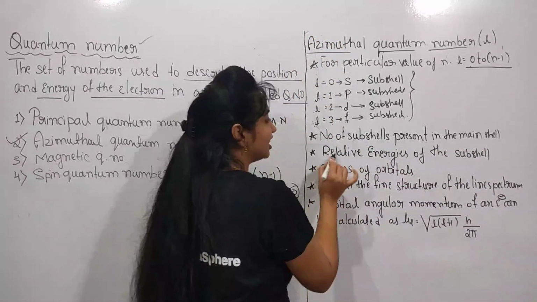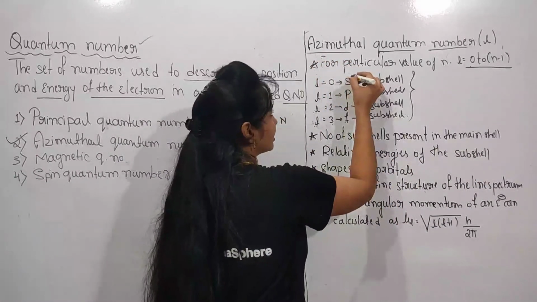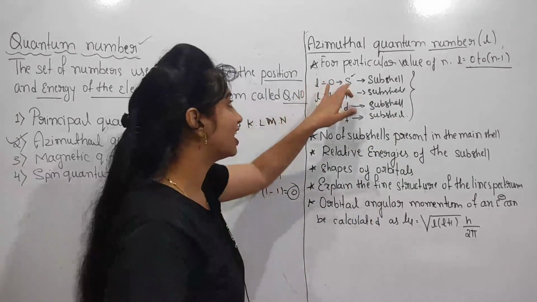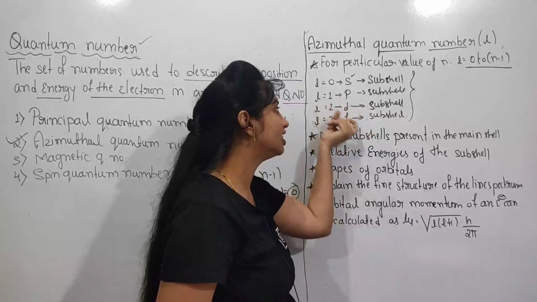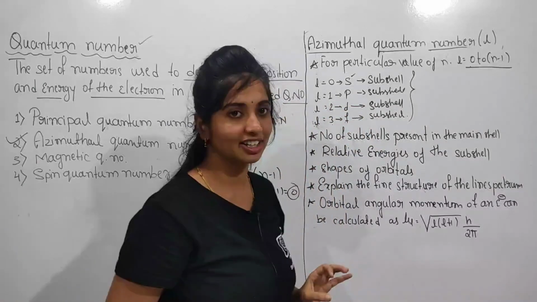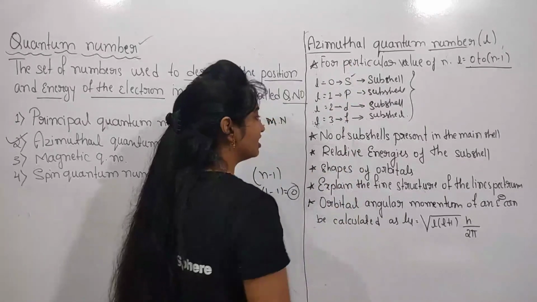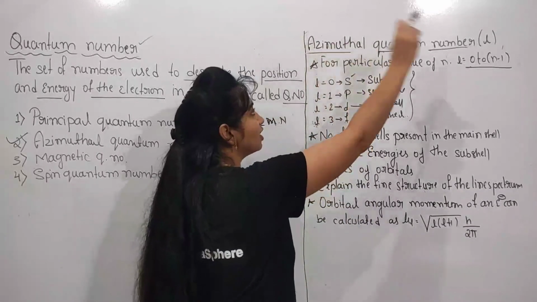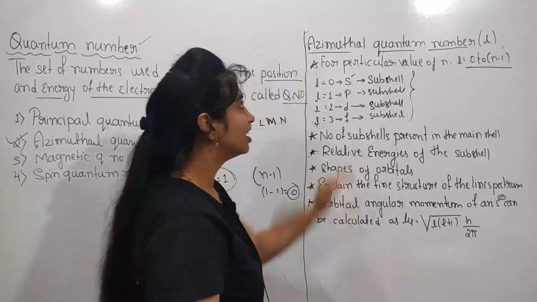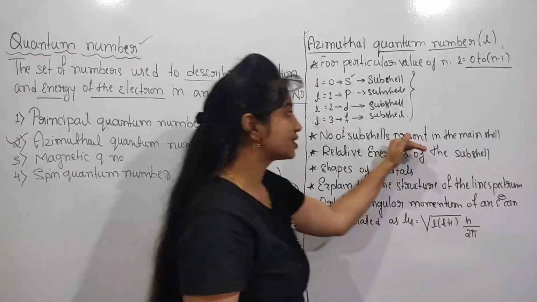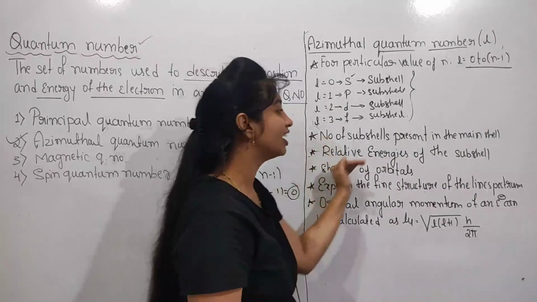And next one is the third point, relative energies of the subshell. It says the relative energies of the subshell. Meaning it tells about the subshell S energy, the subshell P energy, D energy, F energy. In the numericals, I will explain more about these energy levels. Just remember, the azimuthal quantum number gives the relative energies of subshells also. It gives the number of subshells present in the main shell and it gives the information about the relative energies of the subshell.